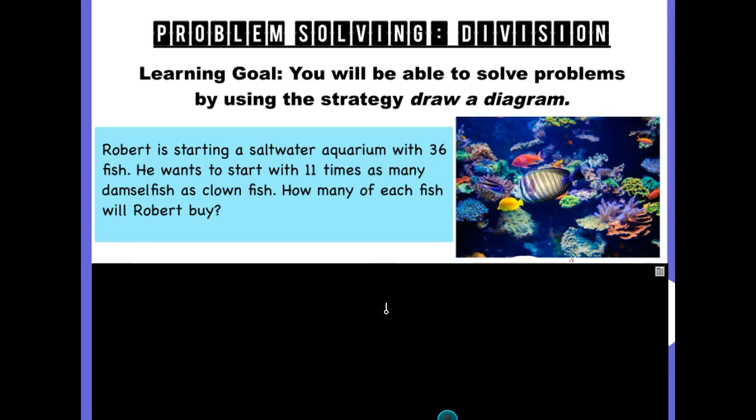Our first word problem says, Robert is starting a saltwater aquarium with 36 fish. He wants to start with 11 times as many damselfish as clownfish. How many of each fish will Robert buy? All right, so the first thing that I want to see here is what are my categories? What am I looking at? So I'm actually looking only at two different categories here.